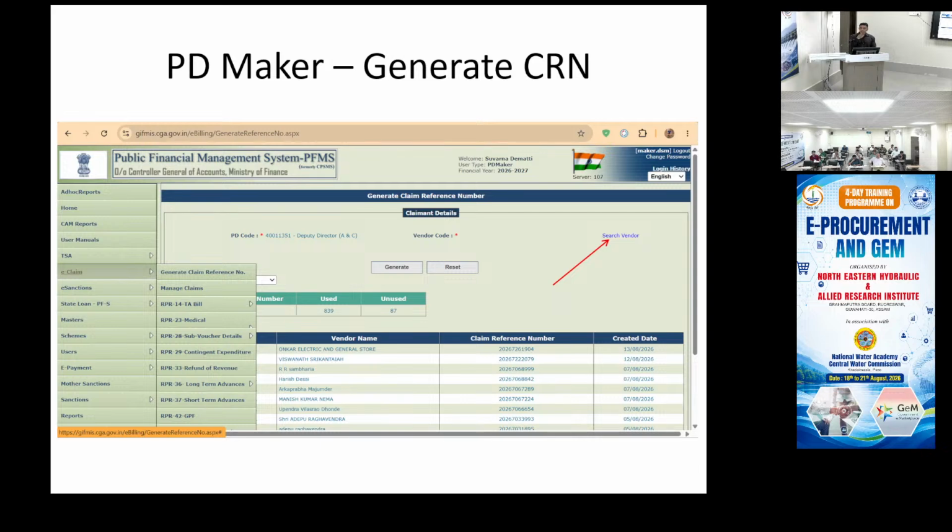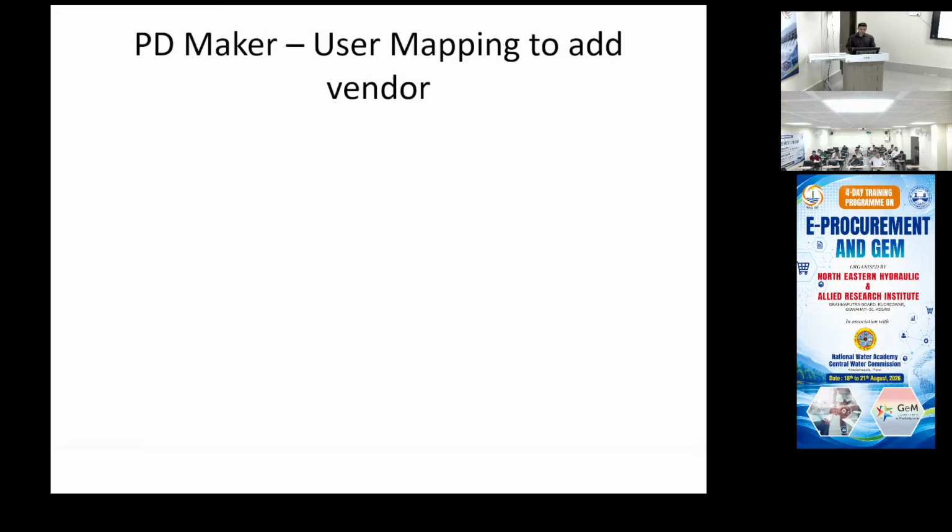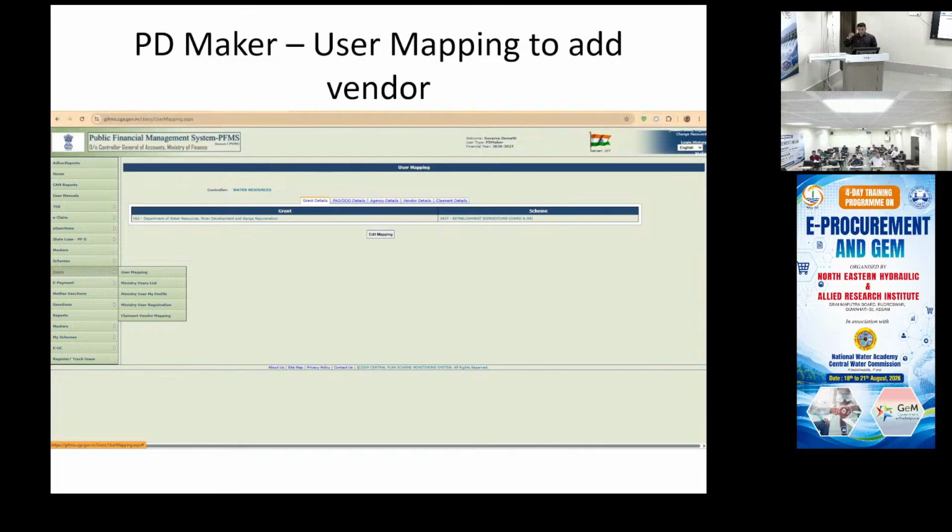It will add you as a vendor, like how you added yourself earlier as a vendor. Abhi accounts office will add you as a vendor. Now sometimes the maker ID may not have all the vendors in its inventory. So you have to go to user mapping, and user mapping में vendor details.